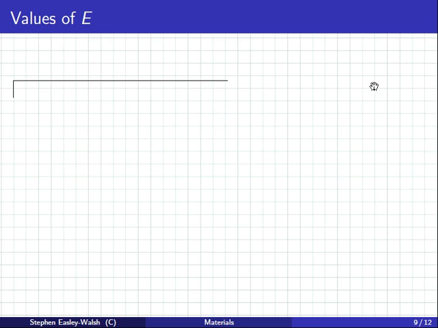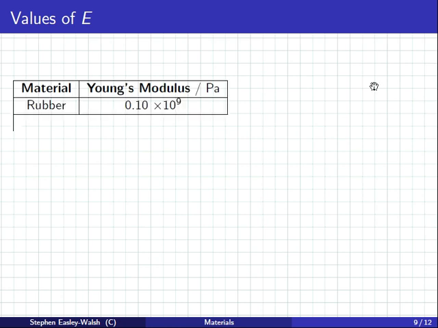Okay, so let me give you some values of E. The first one is rubber. Now, remember, I said if the E is really big, then how do we describe the material? As being stiff. Would you say rubber is a stiff material? No, but the E is really big. So that must mean really big values are really, really big values, which we'll see in a moment. So rubber is 0.1 times 10 to the 9 for Young's modulus.